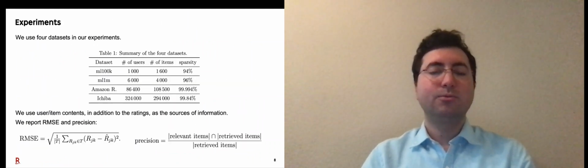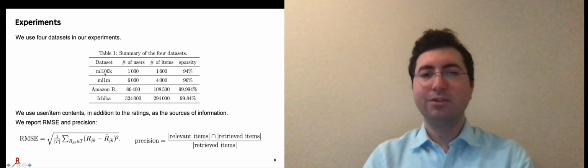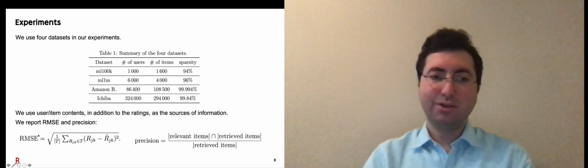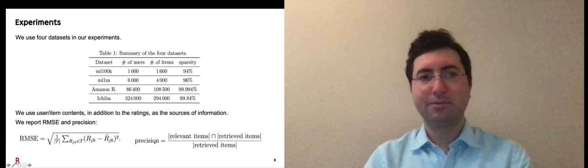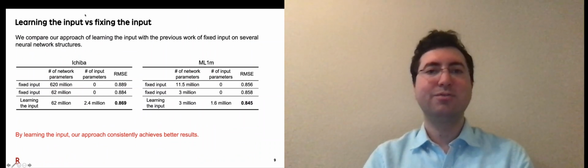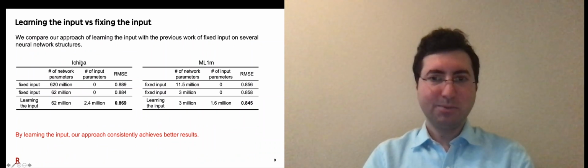We compare our method with different methods on 4 different datasets. ML100K is the smallest one, Ichiba is the largest one. We report RMSE, the smaller the better, and precision, the higher the better. We compared our learning the input strategy with fixing the input of the previous works. So we report results on Ichiba and ML1M.